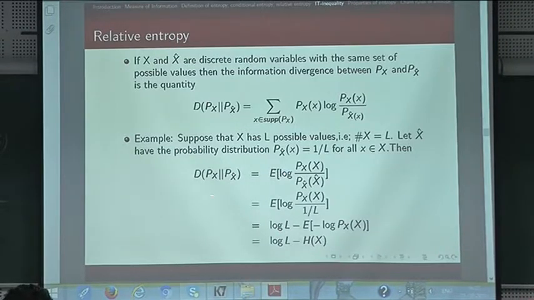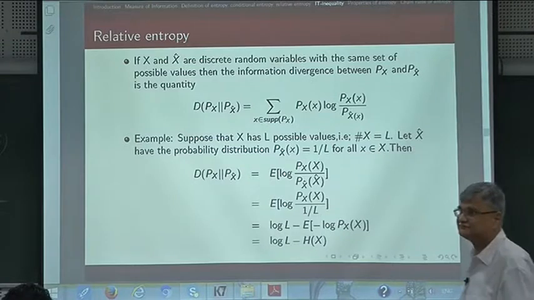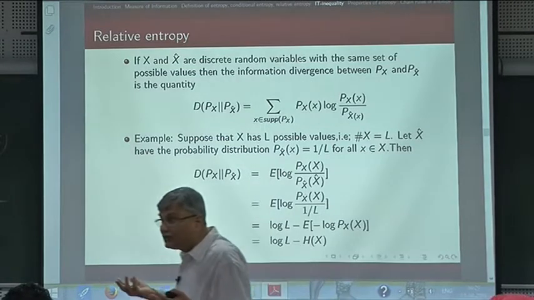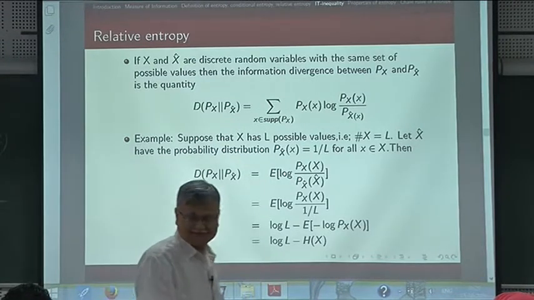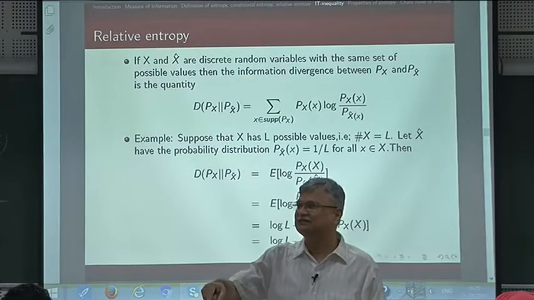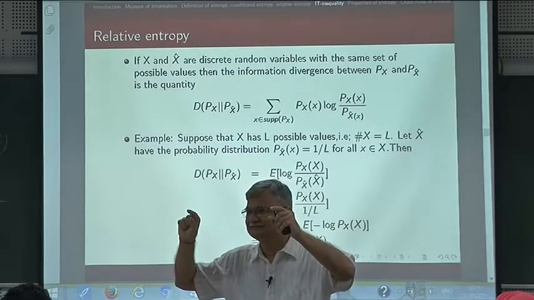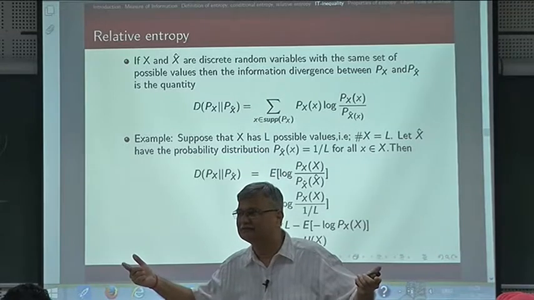Now, you can see that whatever was information divergence, in this special case it reduces to some familiar expression. Why are we calling this a familiar expression? Hx minus log L we have already seen. We have already seen Hx is upper bounded by log L. So, what can you tell me about this? This quantity will always be greater than or equal to 0, and in fact that is why it is known as distance measure. Distances are always non-negative.